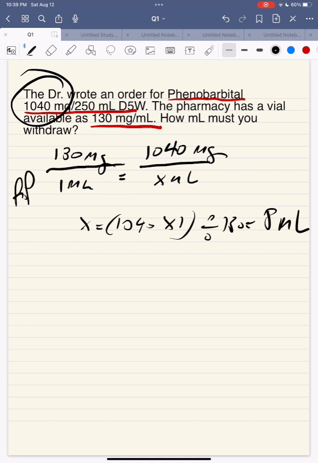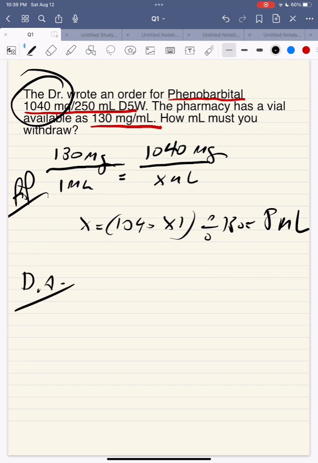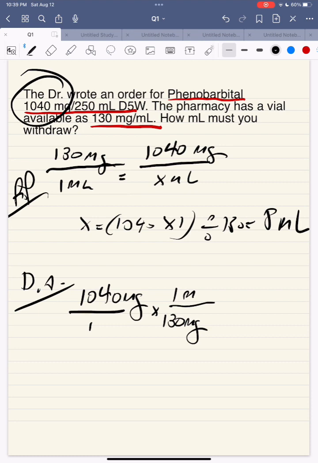Let's do dimensional analysis. With dimensional analysis, you write what you want to get first. So we're going to write 1,040 milligrams over 1 times 1 ml over 130 milligrams. Here we're going to flip it because we want the units to cancel out. So if we have milligrams on the top, when we look at the concentration of the vial, we're going to put it on the bottom. So the milligrams cancel out with the milligrams, and you're left with milliliter.